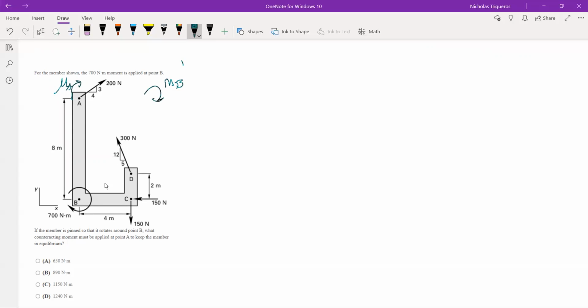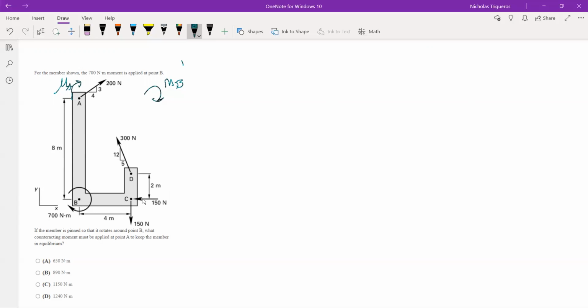Meaning that this thing wants to spin 700 Newton meters moment in the clockwise direction. We need to calculate all of the contributions from these forces so that we can find out which forces are helping this B moment and which ones are opposing it. Which ones are making it go the same direction, which ones are opposing it. You can already tell that this force at A is going to contribute to this moment at B. This one at D will oppose it.